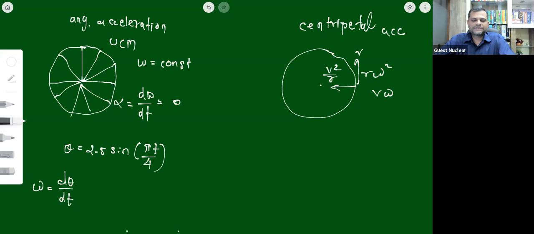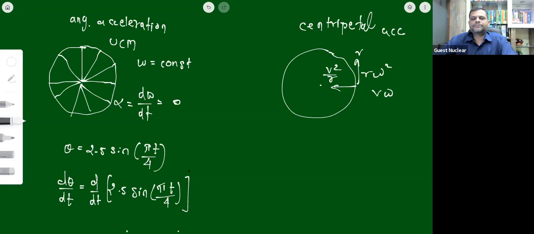So if we just differentiate this equation with respect to time, then we can get that d theta by dt is equal to d by dt of this whole thing, that is 2.5 into sine of pi t by 4, correct? तो इसका हमको डेरिवेटिव निकालना है, मतलब सिंपली डेरिवेटिव कैसे निकालना होता है वो आपको पता है ऑलरेडी. In order to find out the derivative, the whatever is the constant will be taken out.